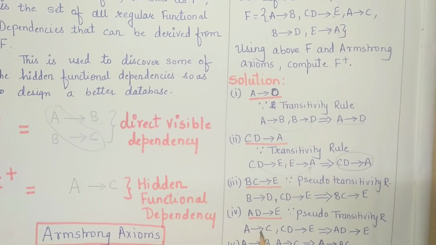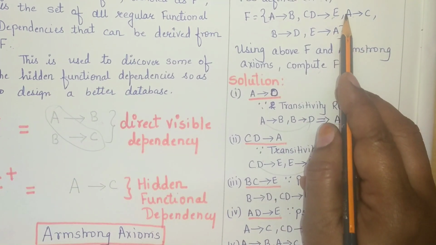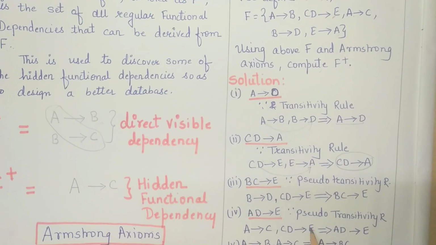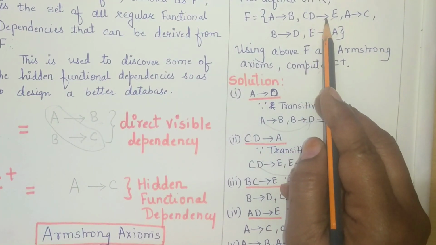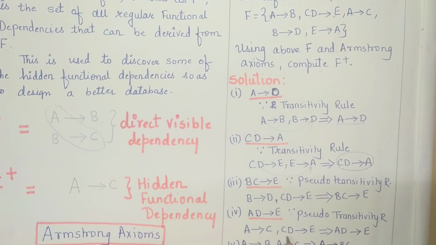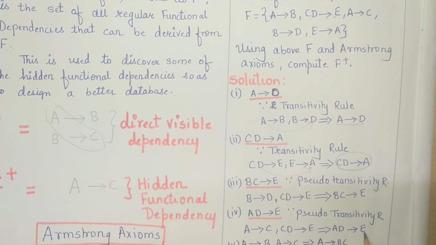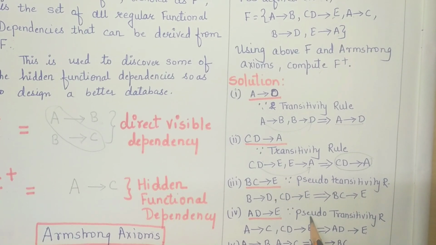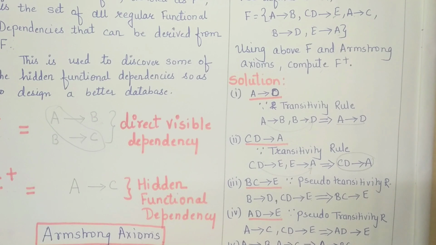A determines C is already there as a functional dependency. You can see here A determines C. Again, CD determines E. You can see here CD determines E. Then AD determines E is a valid functional dependency which is achieved with the help of the pseudo-transitivity rule.